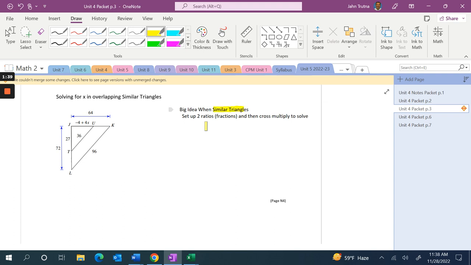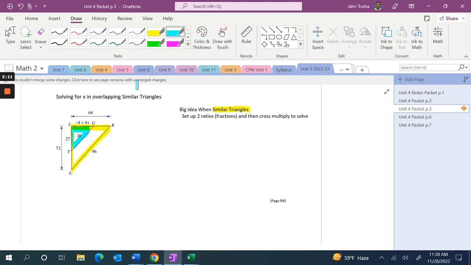So the first thing that you want to do in this problem is identify which triangles are actually similar. And you can see that there's really only two triangles in this picture. One of them is triangle JLK, which I'm outlining in yellow. And then the other one is this inside triangle, which is triangle JTU, which I'm outlining in blue.